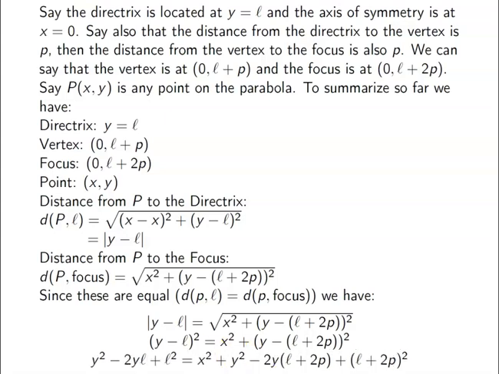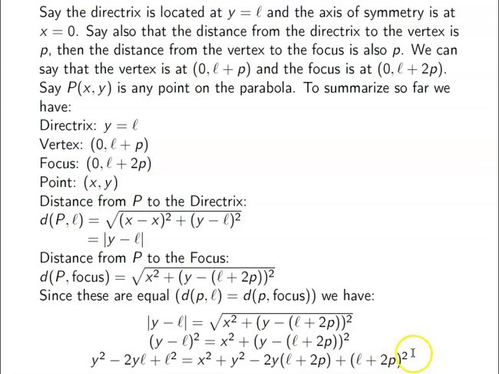cancel out, right? So y minus l squared: square the first term, multiply the two inner terms and double them, so minus 2yl, and then add the last term squared. Here I have x squared. Here, square the first term. Here, multiply these two together and double it, so negative 2yl plus 2p. And then square the last term. So I have l plus 2p squared.